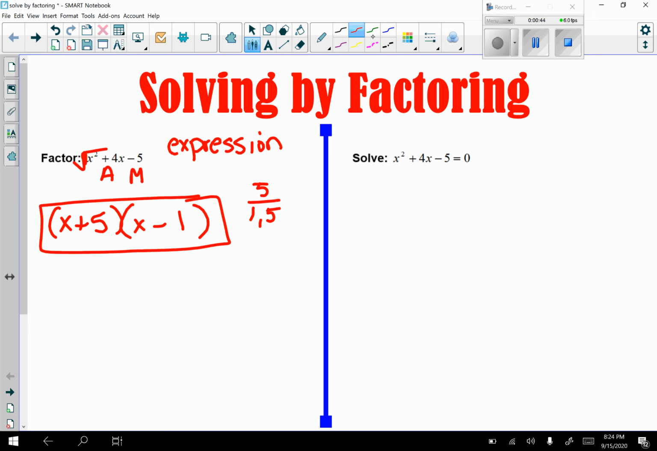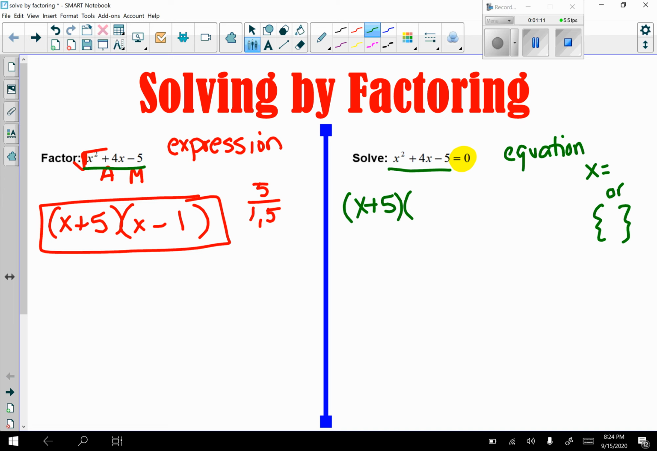The directions for the right side say solve, and notice that now there's an equal 0 here. So when there's an equal 0, that makes it an equation. And when it's an equation, our final answer has to say x equals, or it has to be in a solution set. So this is the same that we just did here, so I'm just going to copy over my factors. If it wasn't the same, I would need to factor first.